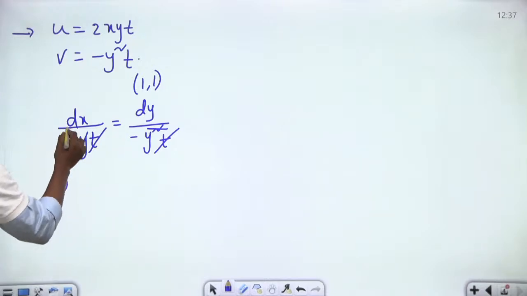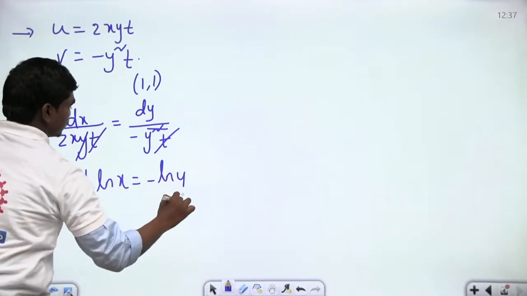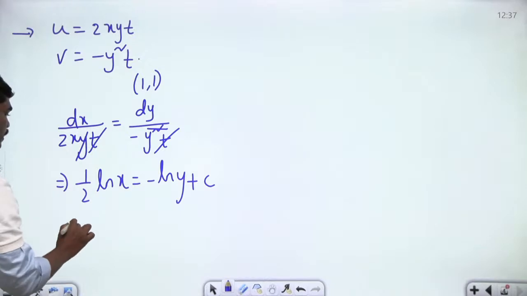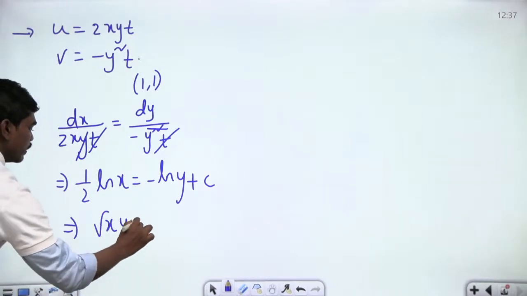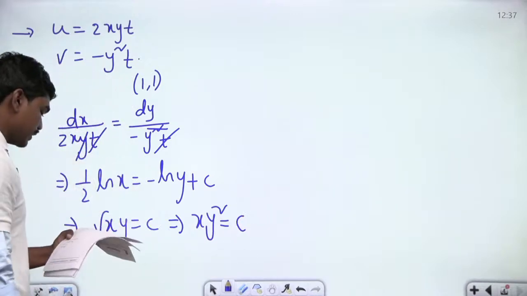So this implies 1 by 2 log x is equal to minus ln y plus c. So if you perform a bit of calculations, we get root x into y is equal to constant, or xy square is equal to constant. This is the equation of the streamline that is with us, correct?